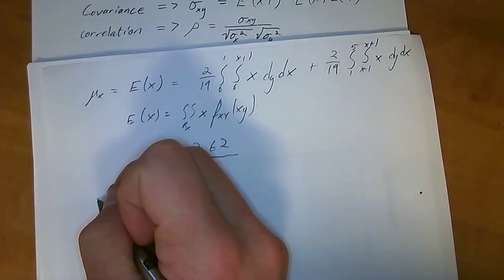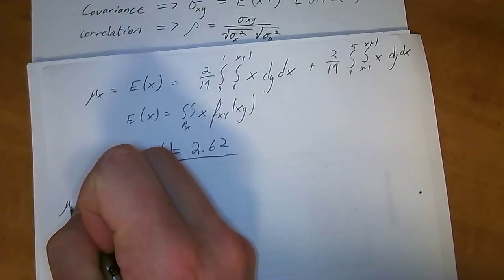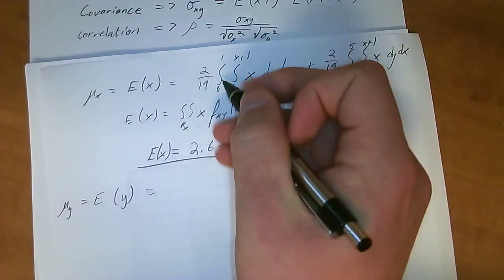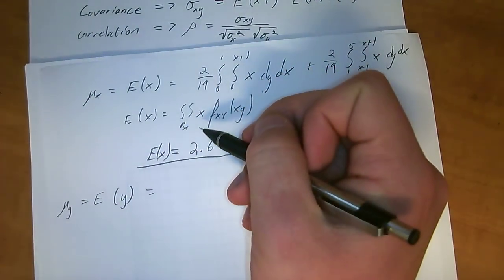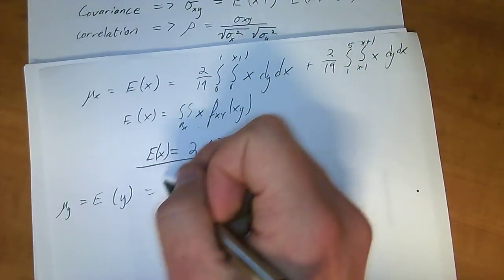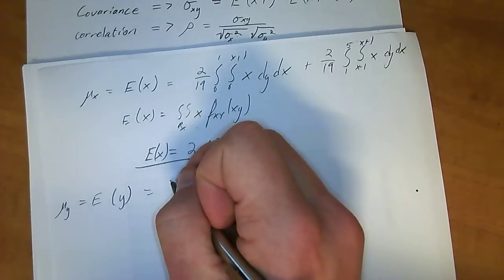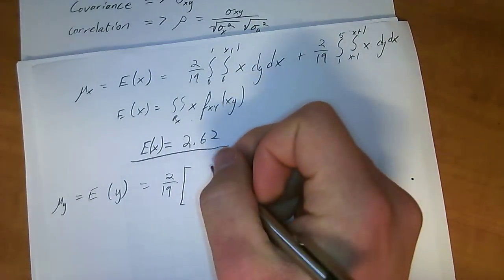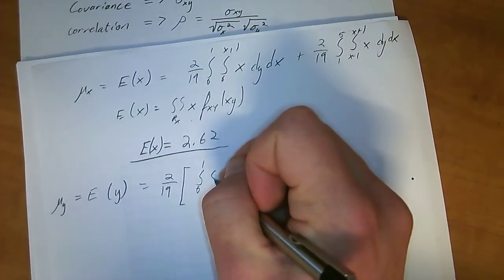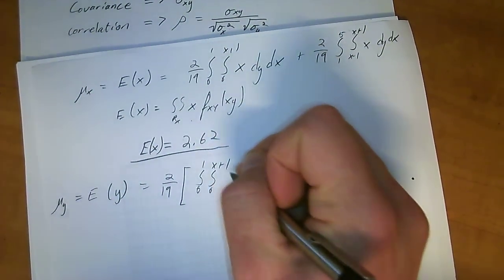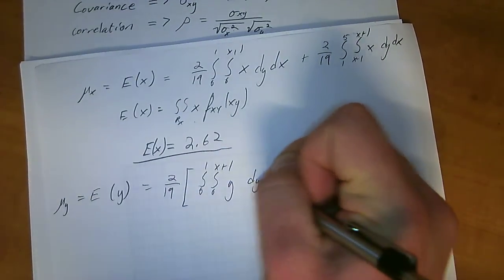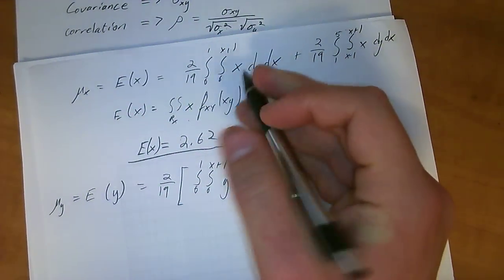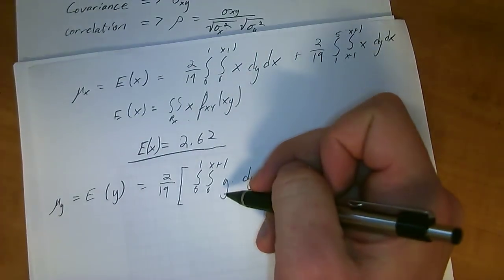Now E of y, or mu y, equal to E of y. Again, using the same equation, but instead of x it will be y, is equal to, I'm going to change up the notation a little bit too, just factor out the 2 over 19 because it's a constant for both of them. The integral from 0 to 1, the integral from 0 to x plus 1, y dy dx. And you can see nothing really changes except changing this x to y between these two.